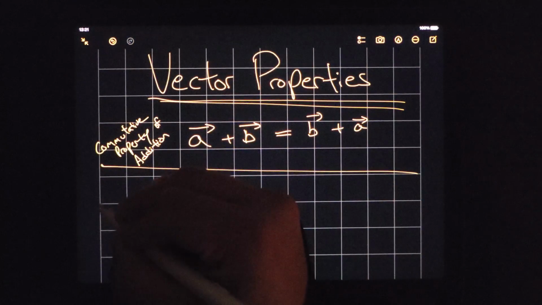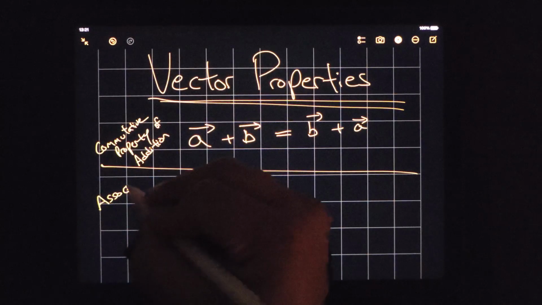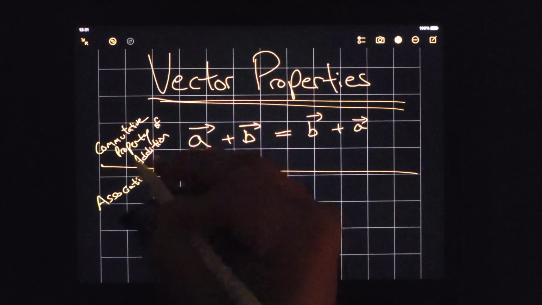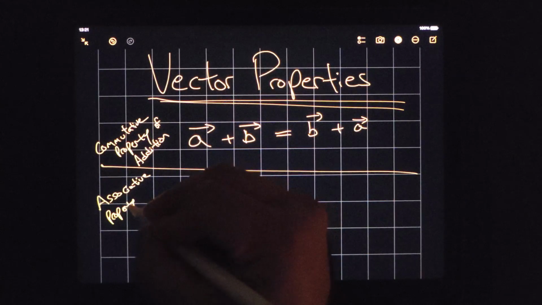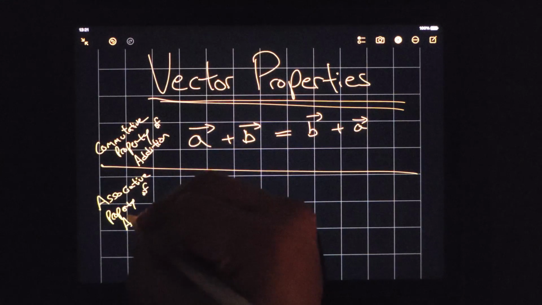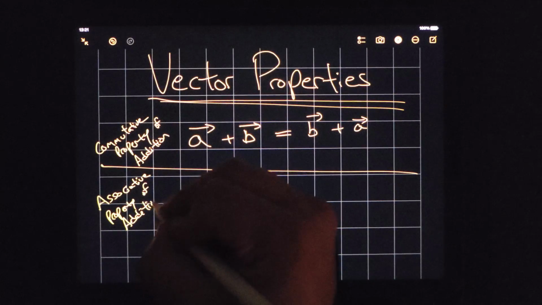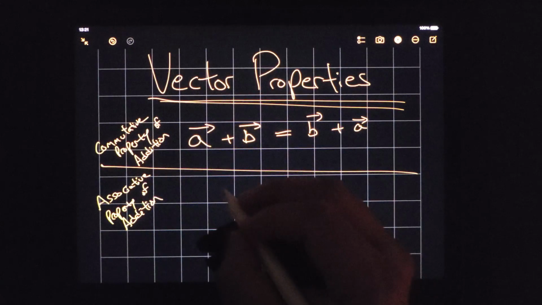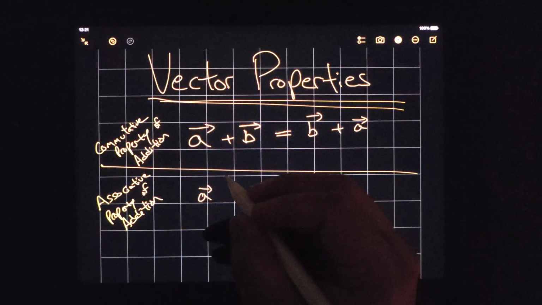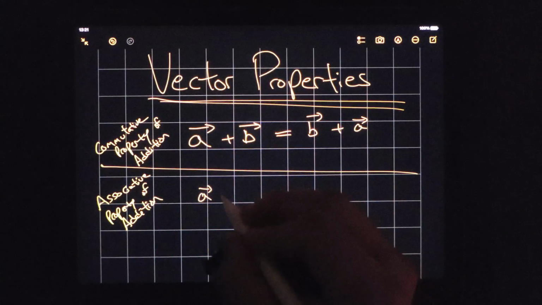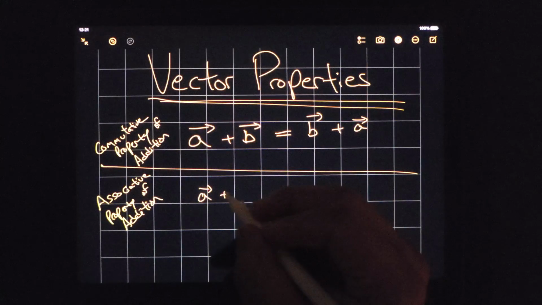The second is the associative property of addition, which is, remember, from our polynomials. Actually, that was a while back.